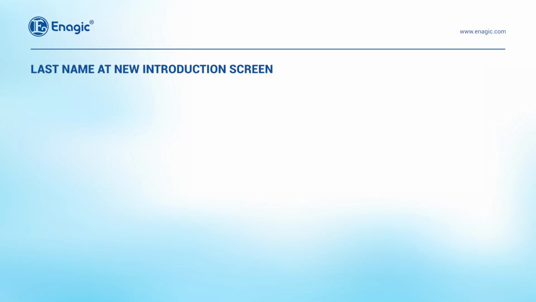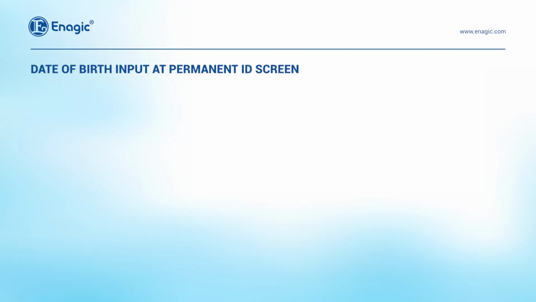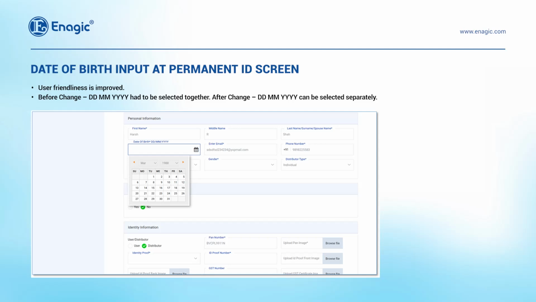Last name at the new introduction screen: surname or spouse's name can be entered in case the buyer doesn't have a last name. Date of birth input at the permanent ID screen: user friendliness is improved. Before the change, DDMMYYYY had to be selected together. After the change, DDMMYYYY can be selected separately.